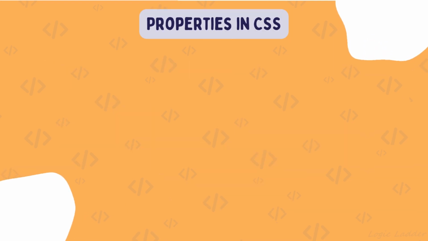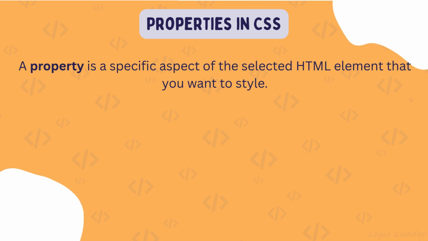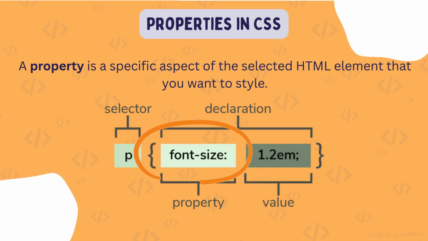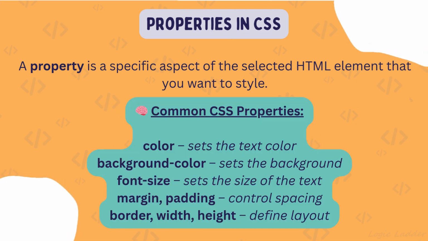Whereas, a property is a specific aspect of the selected HTML element that you want to style. For each property, you need to give a value to set. Some common CSS properties include color, background color, font size, margin, padding, border, width and height.